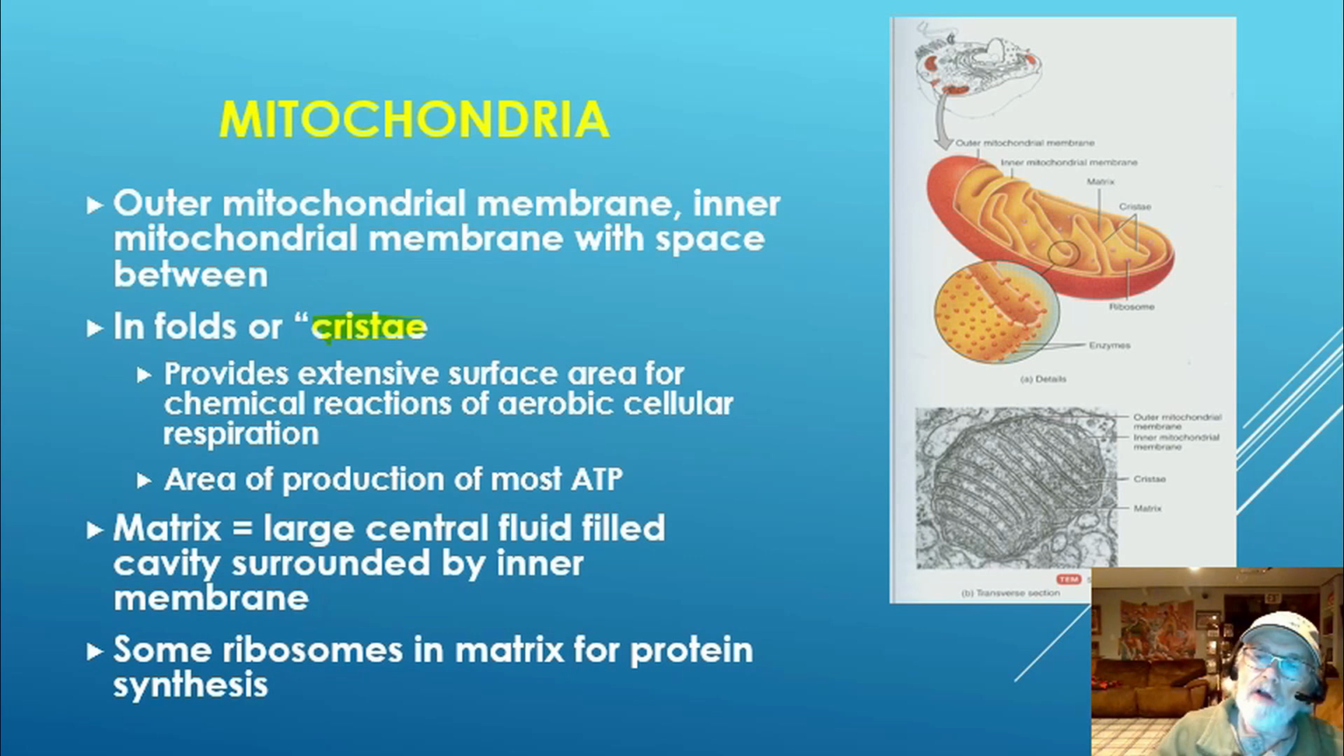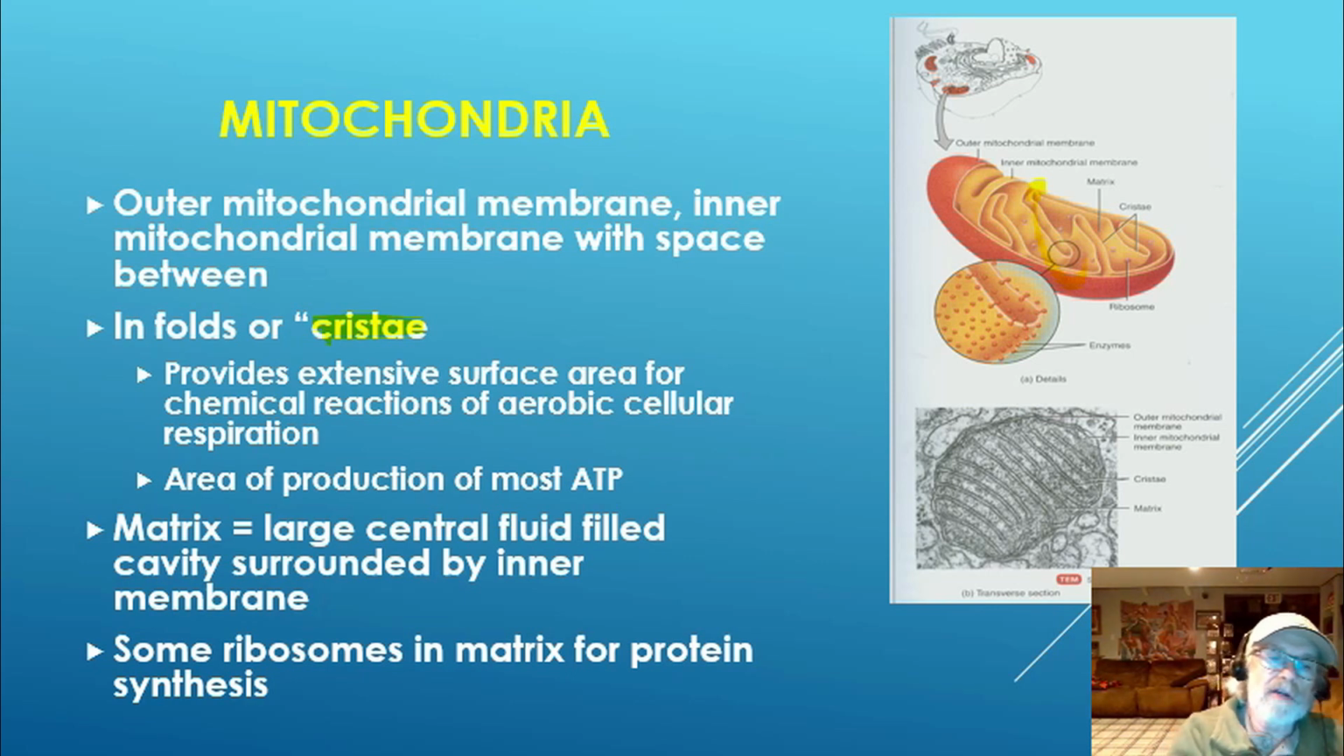By having all these little folds in the mitochondria, these cristae, what happens? It provides an extensive and increased surface area for these chemical reactions to occur with cellular respiration. Cellular respiration means producing energy within the mitochondria. So it can produce a significant amount of ATP because it has increased that surface area for more areas for these chemical and metabolic processes to occur. Okay.